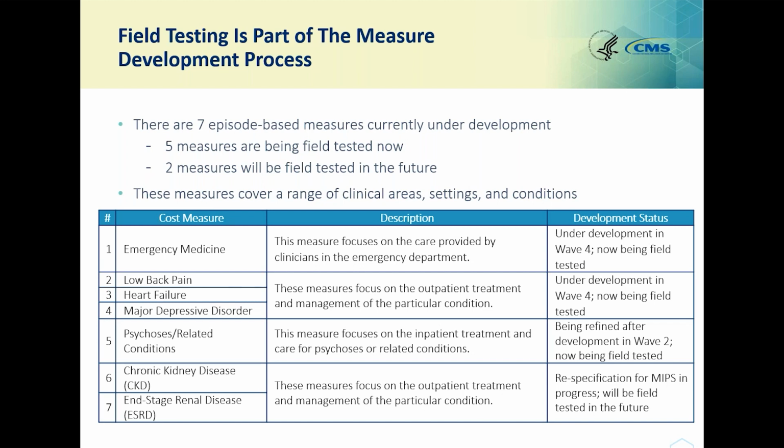Next, there are 3 measures that assess the outpatient treatment and management of conditions that affect a large number of patients, often over a long period of time: low back pain, heart failure, and major depressive disorder.